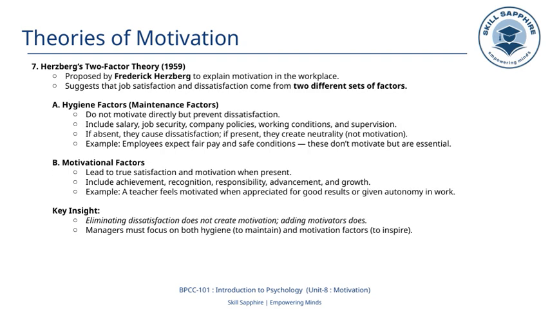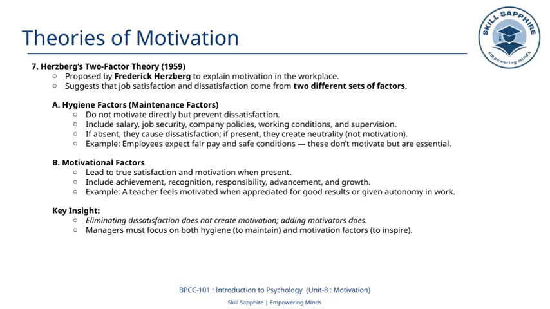Let's take a closer look at Herzberg's two-factor theory from 1959. This theory was proposed by Frederick Herzberg to better understand what motivates people in the workplace. Essentially, it suggests that there are 2 different sets of factors that influence job satisfaction and dissatisfaction. First, we have hygiene factors, also known as maintenance factors. These don't directly motivate employees, but they are crucial for preventing dissatisfaction. Think about things like salary, job security, company policies, working conditions, and supervision.